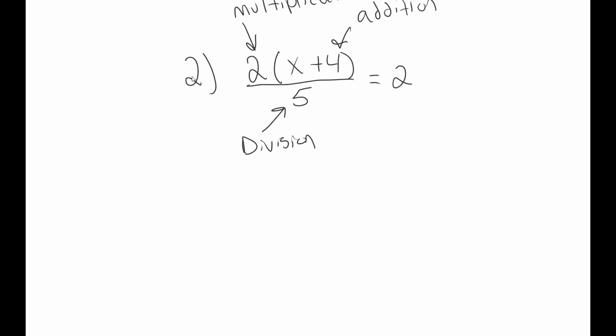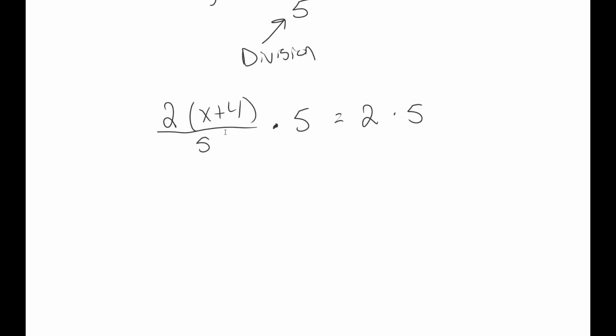So let's go ahead and get started by getting rid of this 5. I think the easiest way to get rid of it is to multiply both sides by 5, the multiplication property of equality. So I'm going to take this 2 times x plus 4 over 5, and I'm going to multiply this by 5. And I'm going to take this 2 and multiply this by 5 as well.